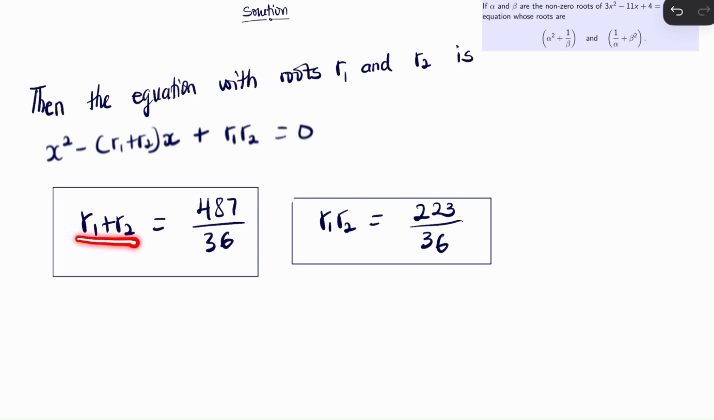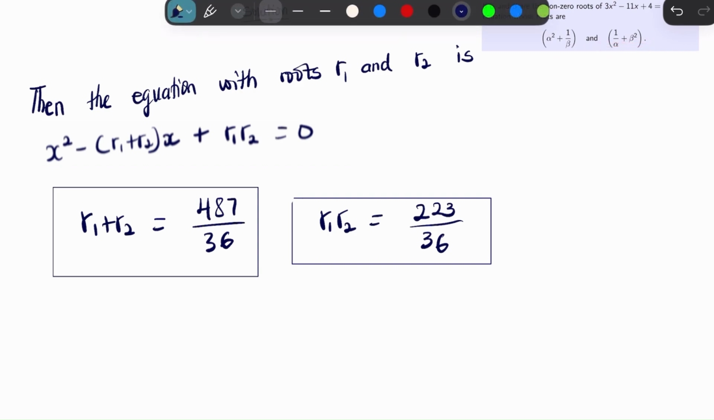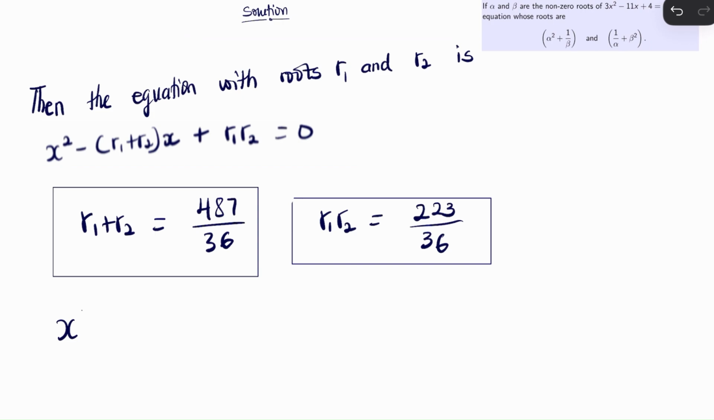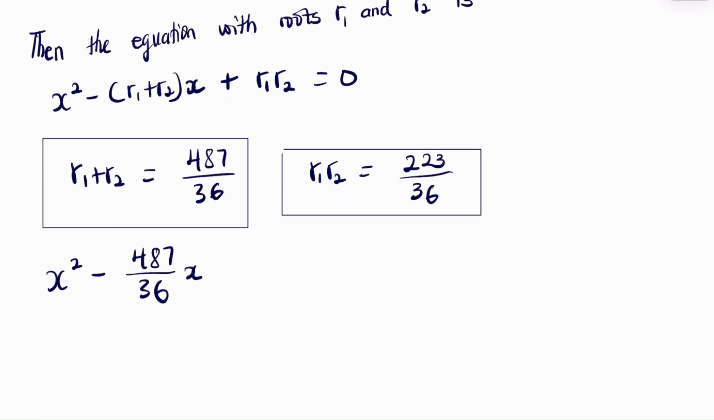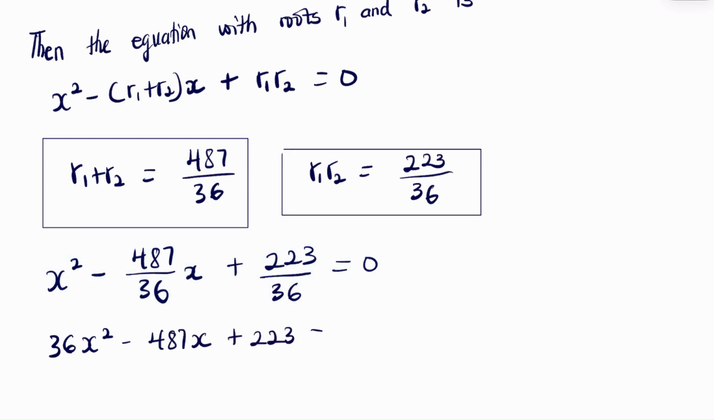We now have r1 plus r2 and r1 times r2. And so we can find the equation whose roots are alpha squared plus 1 on beta and 1 on alpha plus beta squared. So the equation is giving us x squared minus r1 plus r2, which is 487 divided by 36, x plus 223 divided by 36. So we can multiply through by 36, and we're going to have 36x squared minus 487x plus 223 is equal to 0.